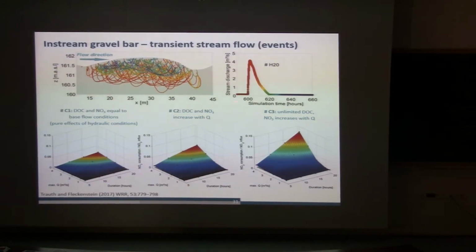And so we had different scenarios here, and I just want to look at this one, where we assume unlimited DOC source from the stream and an increase of the nitrate concentration as the discharge goes up, which is something we often observe in streams.